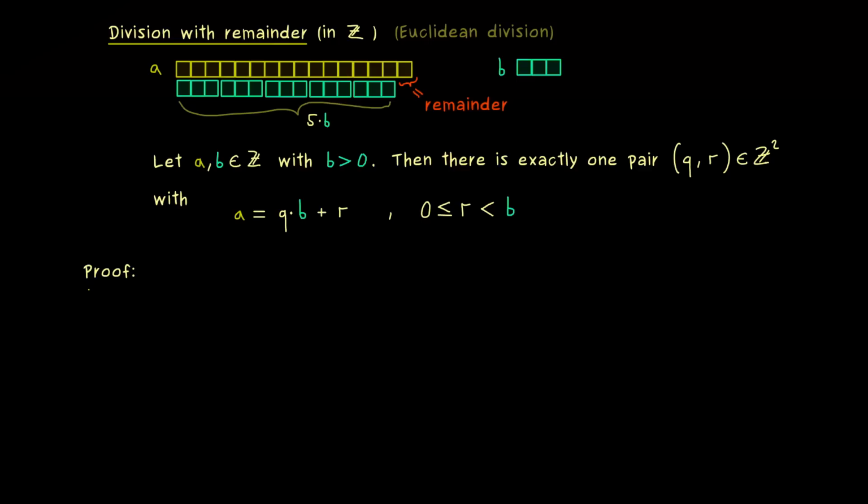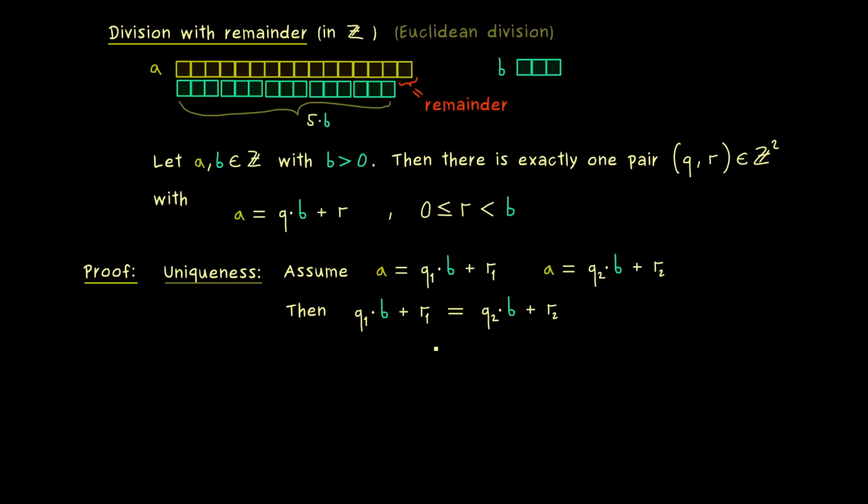The proof is not so complicated because we just have to show the existence and the uniqueness. And maybe let's start with the uniqueness, because it's quite simple to see that there can only be 1 multiple and 1 remainder with this property. And in order to see this, let's assume that we have 2 different pairs, (q1, r1) and (q2, r2). However, since a and b stay the same, we have the equality of the right hand side here.